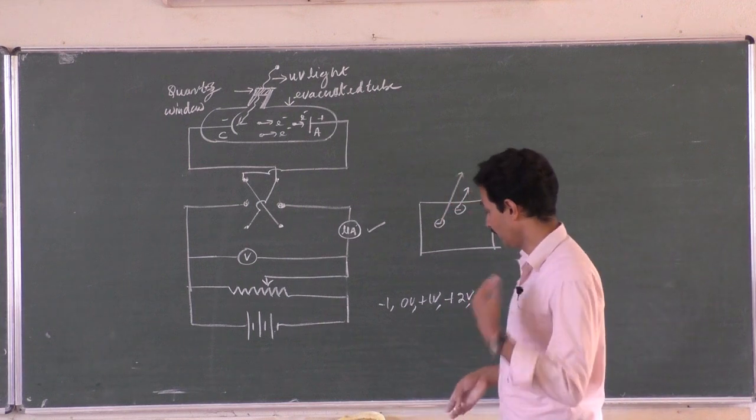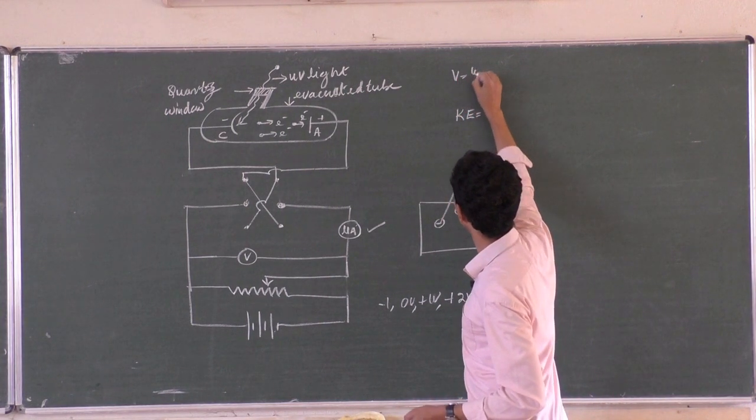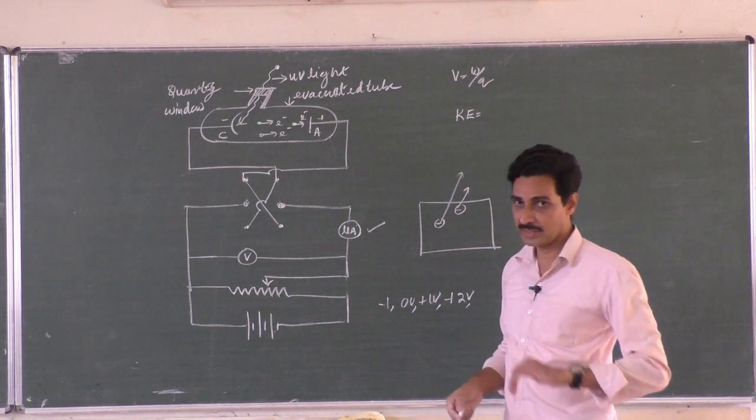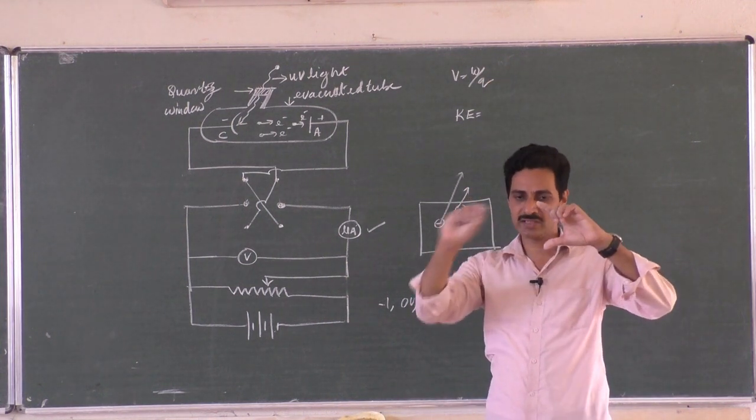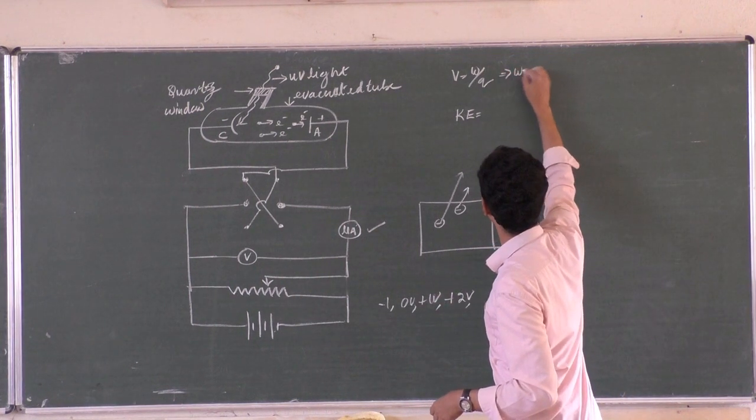Minus 1 potential, if you want to convert it into kinetic energy, you know that potential difference is work done in taking the charge, W by Q. So any battery will have a potential difference. How much work will it do in taking the charge? What is the work done? Work done is charge into potential.